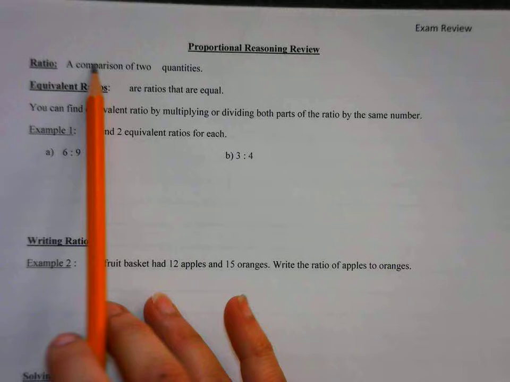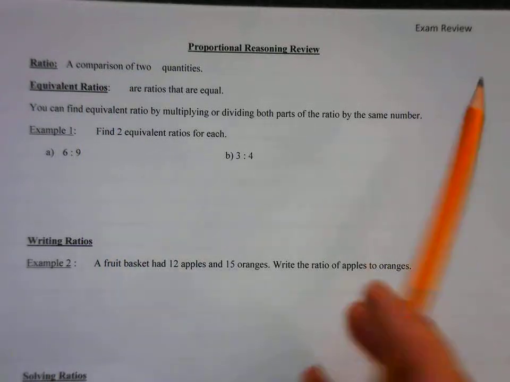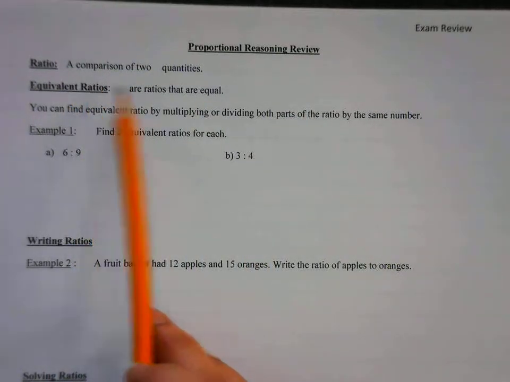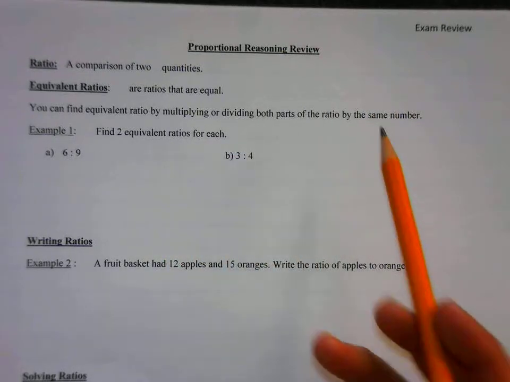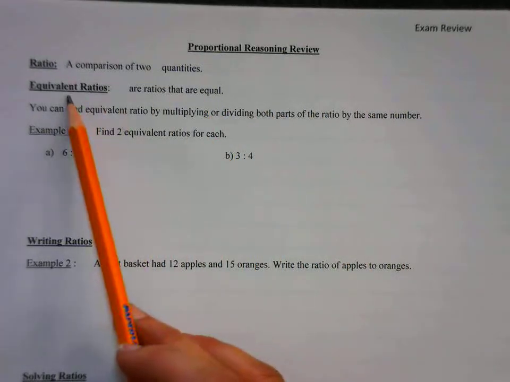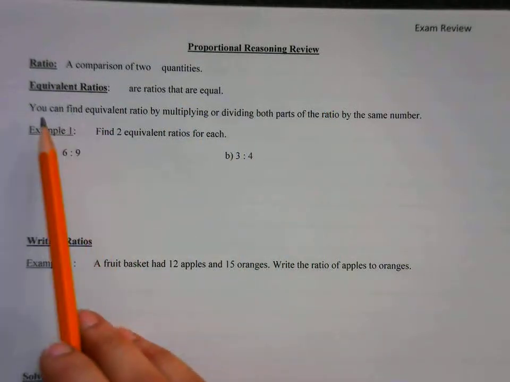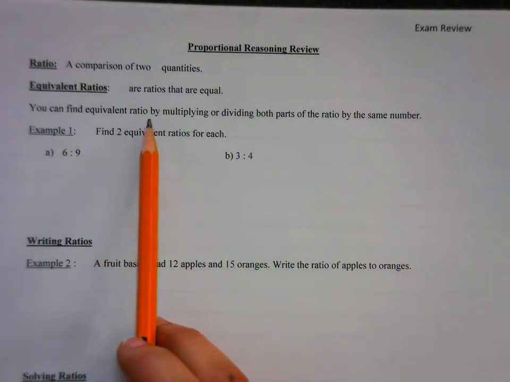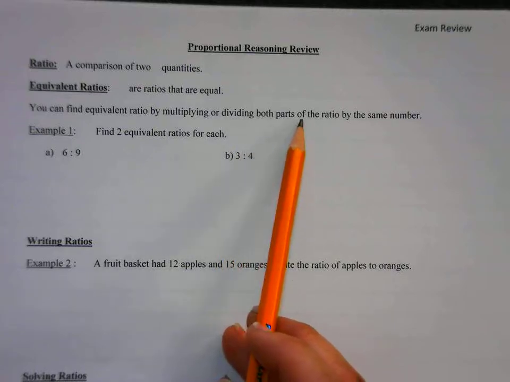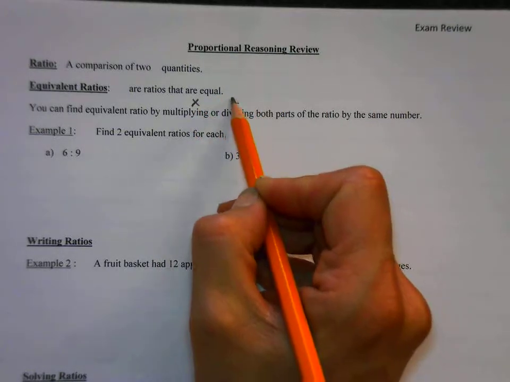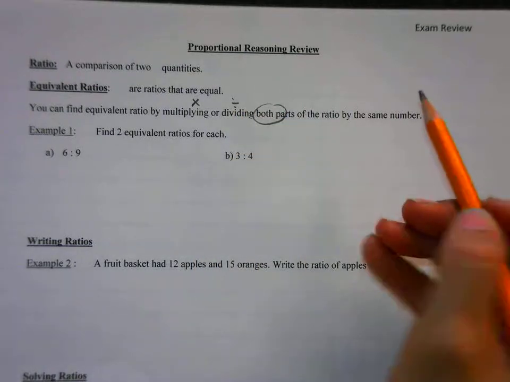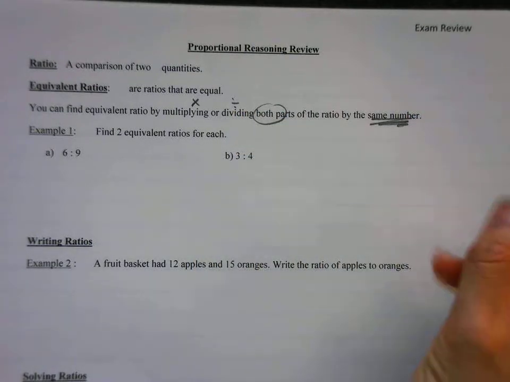We do ratios when we compare two quantities. Equivalent ratios are ratios that are equal, just like equal fractions or equivalent fractions. Equivalent is a fancy word for equal. You can find equivalent ratios by multiplying or dividing both parts of the ratio by the same number. So we're going to multiply or divide both parts by the same number.